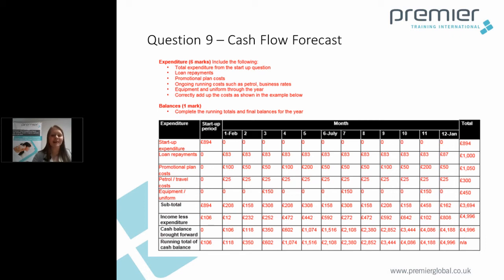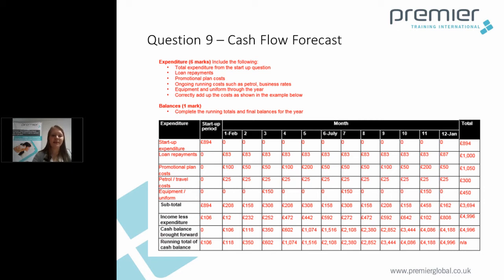The final thing to add as an item is equipment or uniform. So throughout the year you will need to buy new uniform or equipment. It's up to you how you want to do this or show this. In this example, they've spread the repayments of £150 throughout the year. As long as the costings are realistic, you don't need to itemise exactly what you want to buy.